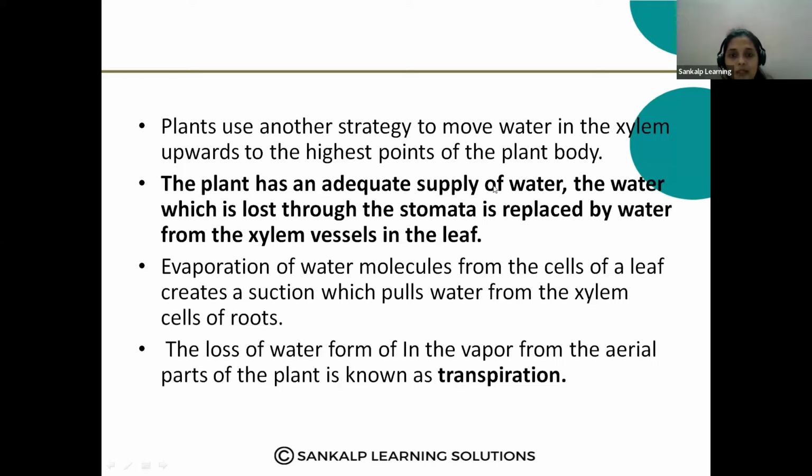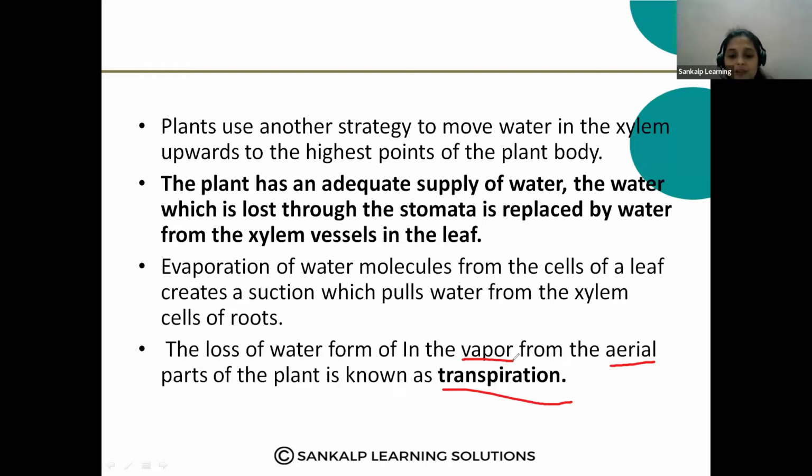transpiration. What is the meaning of transpiration? That is the loss of water through the stomata in the form of vapor, called transpiration. Already you have studied about transpiration. Transpiration means loss of water through the aerial parts. Aerial parts means nothing but the leaves. So the leaves lose the water in the form of vapor.